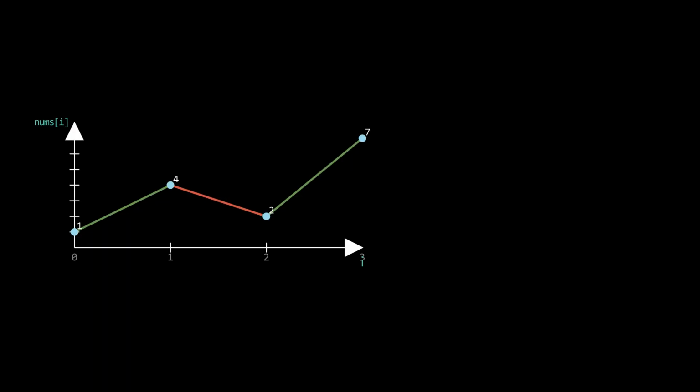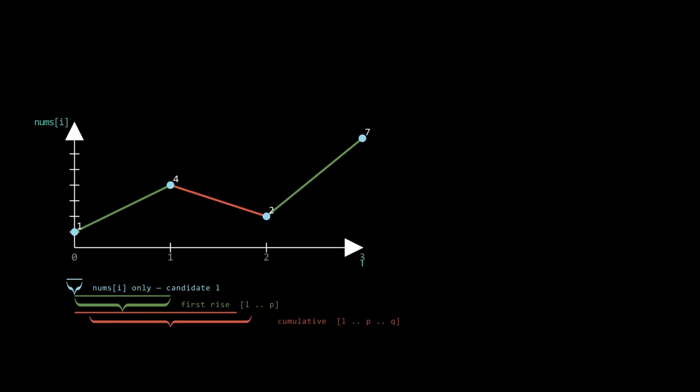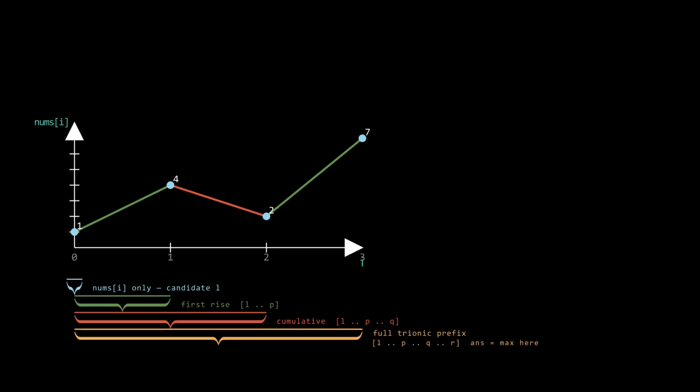Those horizontal spans widen on purpose. The first line is only the current index, a possible new left end. The next span covers the first strict climb from L through P. The wider span adds the middle drop through Q. The widest span is the full trionic prefix through the last rise. The maximum answer will come from that phase. Sweeping i from left to right and keeping the best ending sum for each kind of partial shape is exactly dynamic programming. Next we attach the code names to each idea.